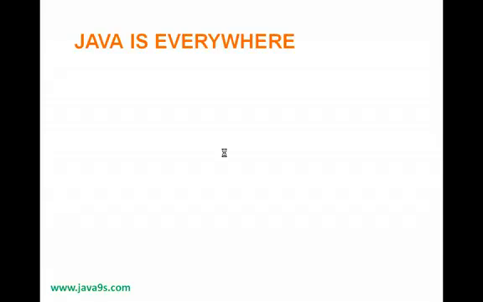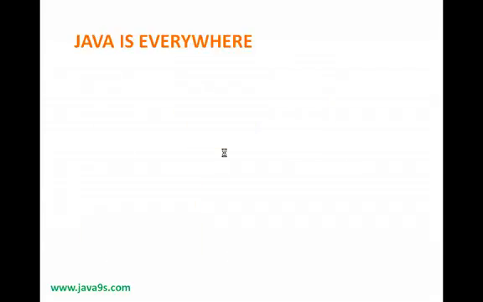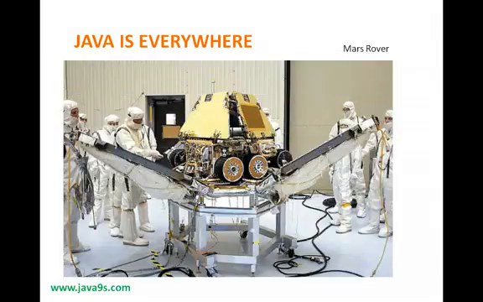Java is everywhere. We can find Java in mobile phones, bullet trains, banks. Because of its simple programming model and portability, Java has become a preferred programming language. Some mission-critical projects like controlling the Mars rover remotely are developed in Java. Java has very efficient multi-threaded and network-based code. This has paved the way for using Java in developing enterprise applications.